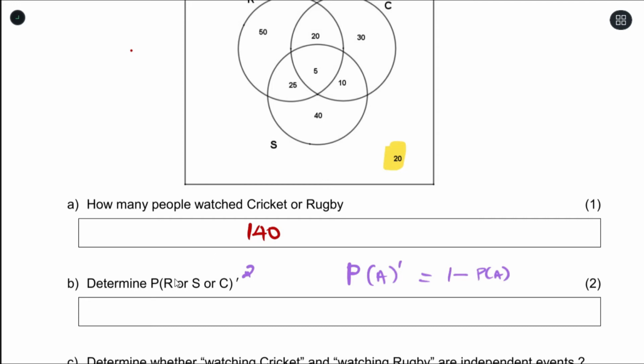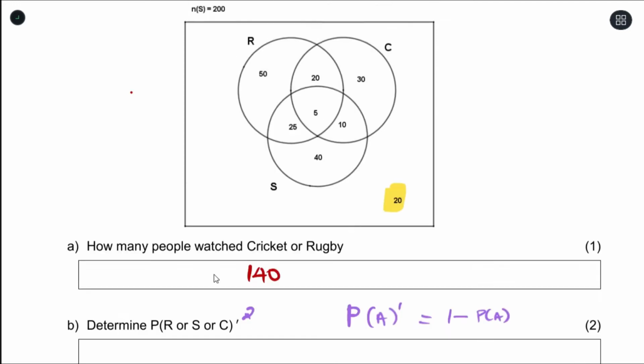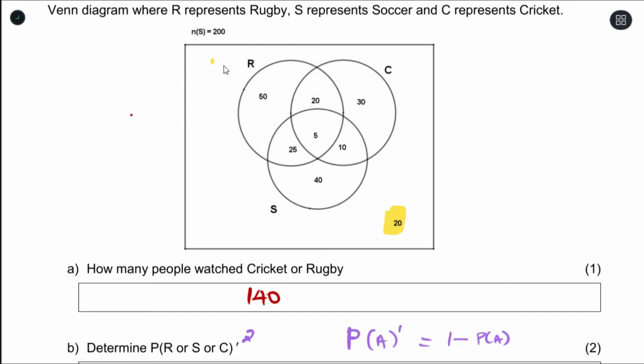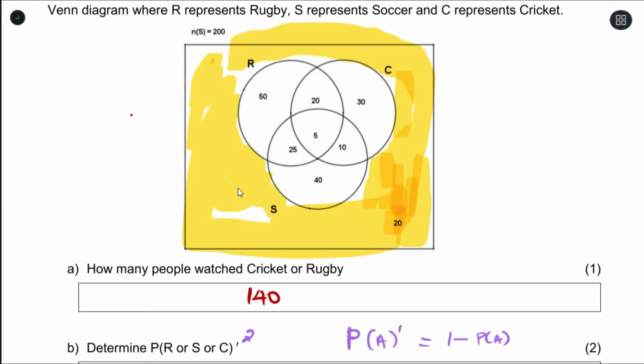To get this one here, we're looking at what is not in R or S or C. So it is outside those circles. I'm actually shading this part, everything outside those circles, right? As you can see, this is kind of a rough sketch, bear with me. The only value in the part I'm shading is this 20 that you have here.